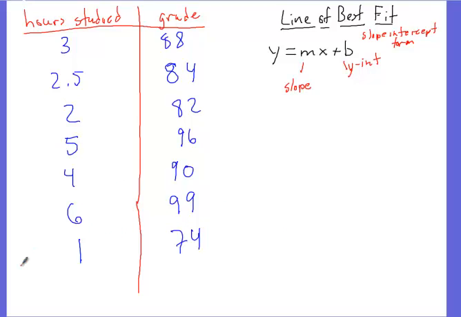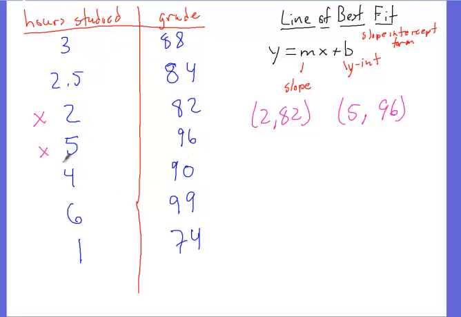All we're doing here is finding the equation of a line that goes through 2 points, because we just have a bunch of x and y coordinates. So we're going to take 2 coordinates and find the equation of a line. That's going to be our line of best fit. The first coordinate I want to use is (2, 82), and let's use (5, 96). The hours studied is our x variable, the grade is our y variable.